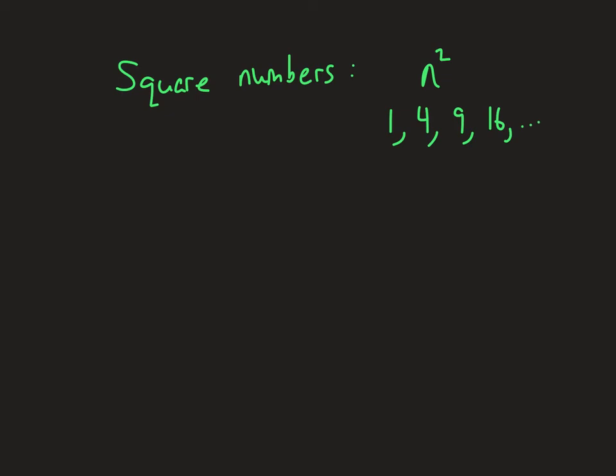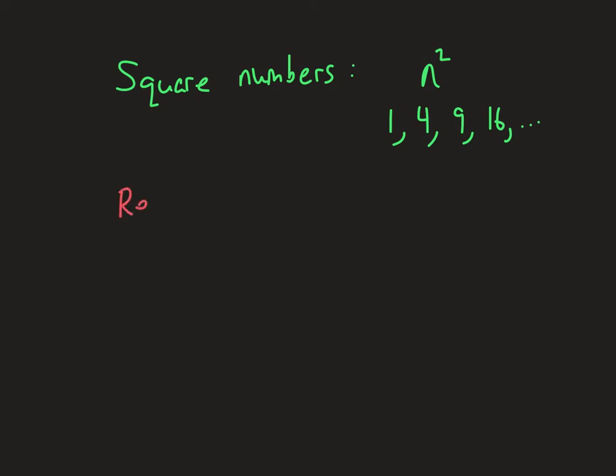Okay, so let's do a brief little summary of the patterns we saw today. The square numbers. The pattern was just take n and square it. So the first one was, of course, 1. Then 2 squared was 4. 3 squared is 9. 4 squared is 16, etc. Okay, we saw that one first.